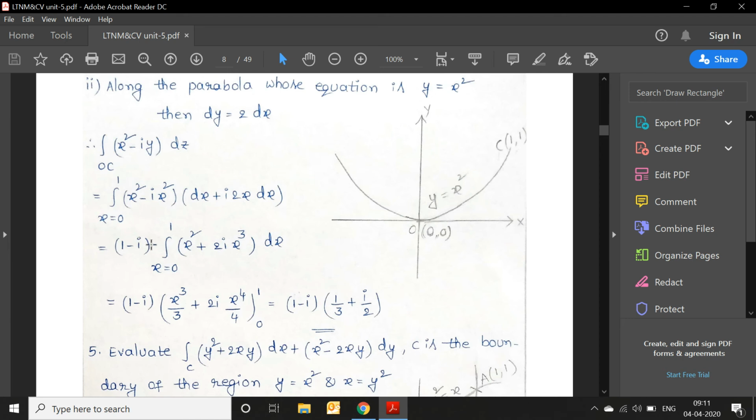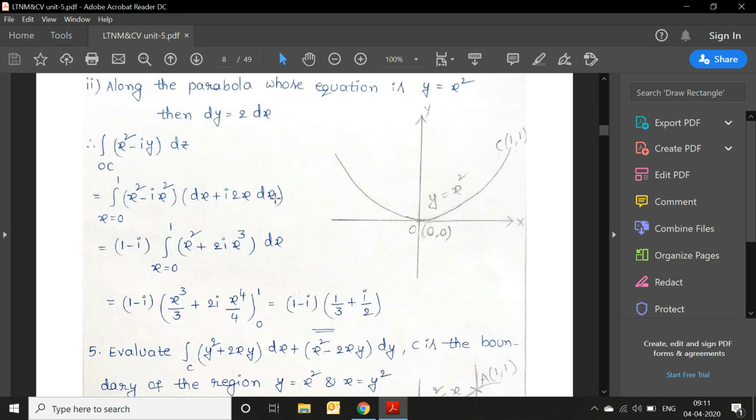How to get this 0 to 1? They give the point 0 to 1 plus i. So that's why we can take x is 0 to 1, y is also 0 to 1. But here our integration is changing into x terms. So we take x from 0 to 1, (x square minus i times y value) dx plus i times dy value, which is 2x dx.